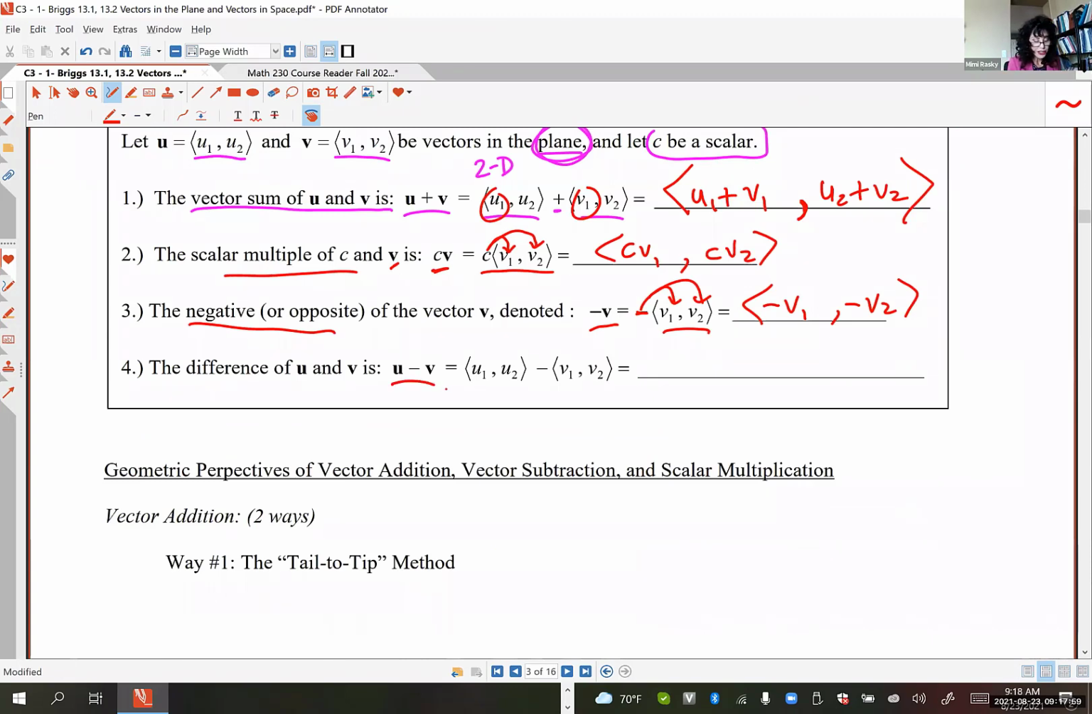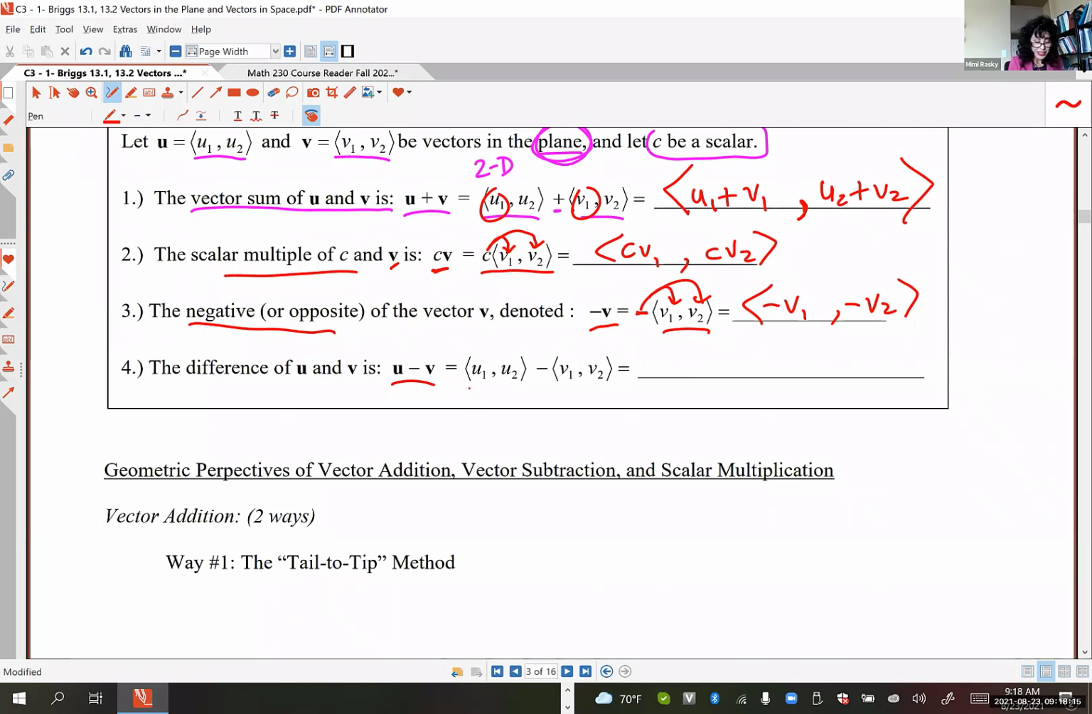What if somebody wants you to subtract 2 vectors? And remember, with subtraction, with real numbers, order matters. And it does also with vectors. So if you were going to do u minus v, that's going to give you a different result than v minus u, so be careful.